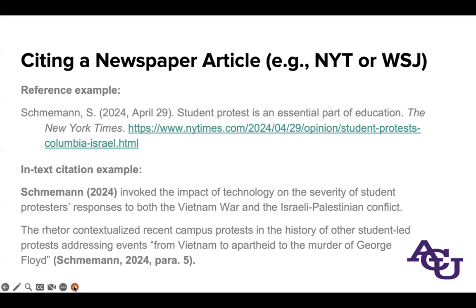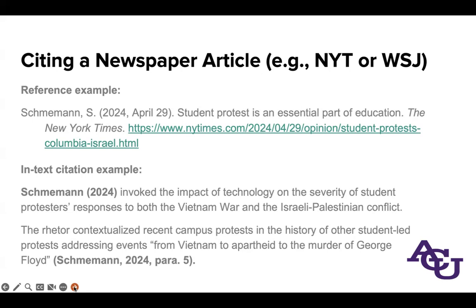Next, write the title of the article or the editorial in sentence case. So there's only a title here and there are no proper nouns or adjectives in it. So all I did was capitalize the S for Student protest is an essential part of education. The title of the newspaper or the periodical goes in title case and italics. So I have The New York Times, all of my words are capitalized because there are no tiny words like of. And last, after that, we're going to put the URL if it's published electronically.